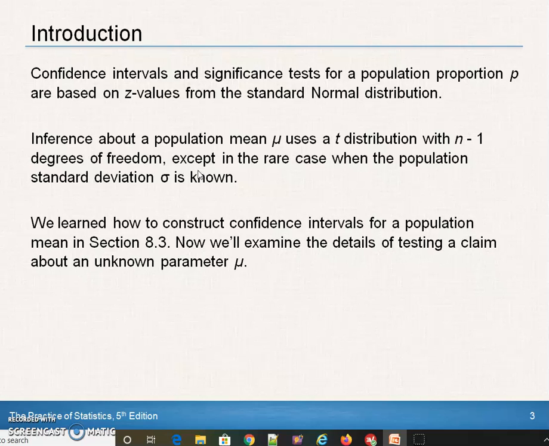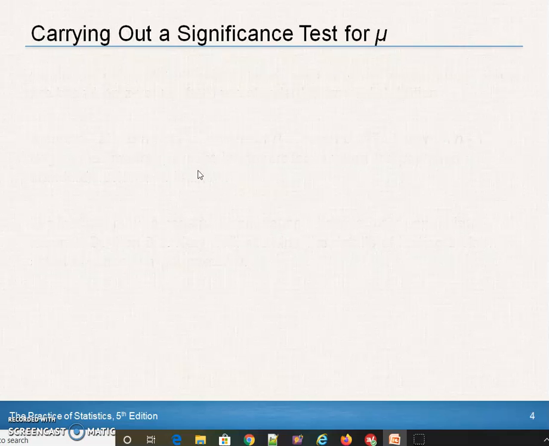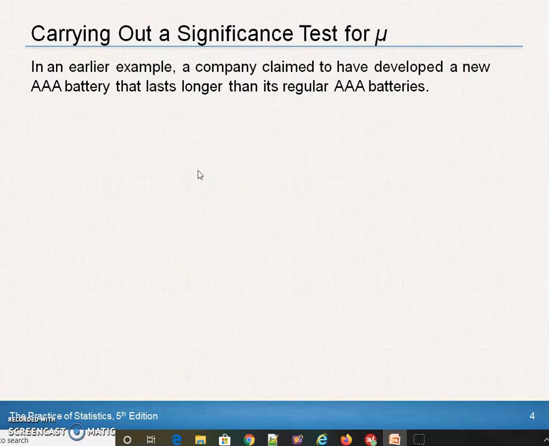We learned how to construct confidence intervals for a population mean in section 8.3. That's the population mean. 8.2 was the population proportion for confidence intervals. We'll now do testing a claim about an unknown parameter.